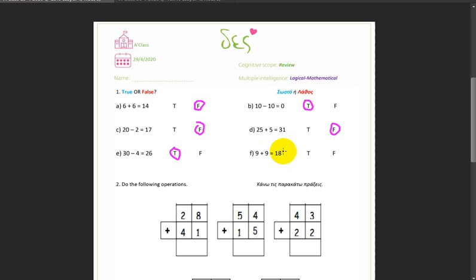Next up, we have 9 plus 9, which makes 18. And this, if you remember your doubles, is correct. 9 plus 9 does make 18. I could count 9 forward from 9, but I could also just remember my doubles.